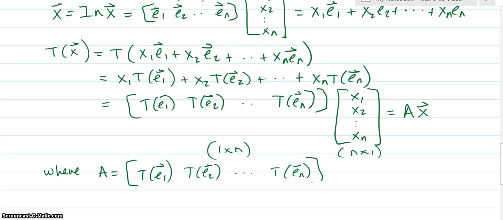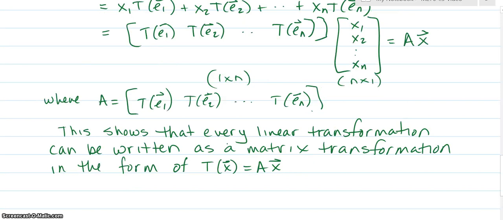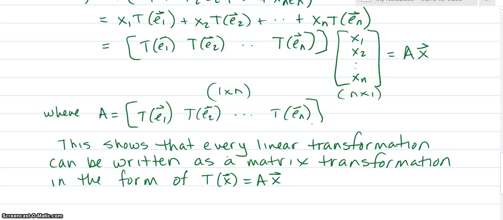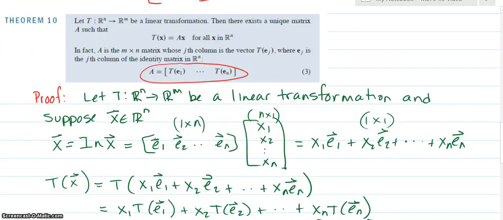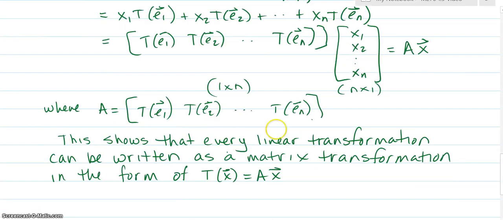To prove that it is unique, you can look at an exercise in the book. But if you did try another one, a B, it would end up being the same answer. So it is unique. So this shows that every linear transformation can be written as a matrix transformation in the form T of x equals Ax. There exists a unique matrix. So that means that it can be written always in that form, and this is that matrix.